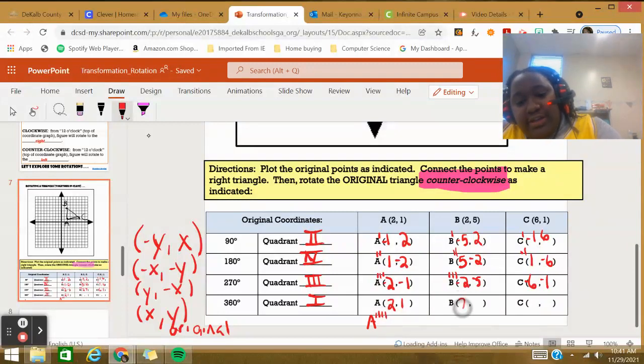B will be (2, 5). And again, this will be quadruple prime. And then C, quadruple prime, will be (6, 1).